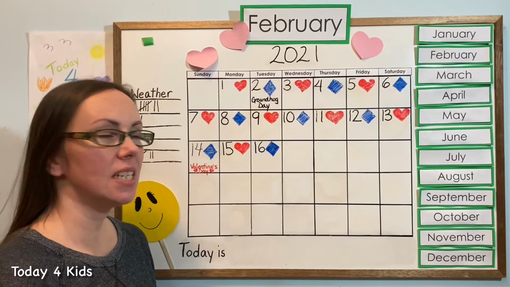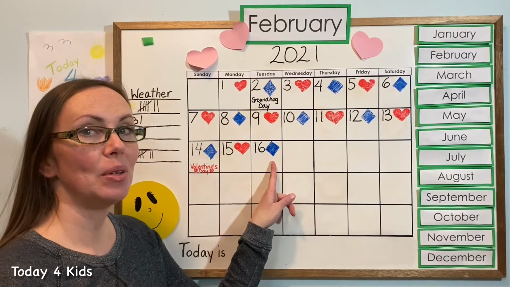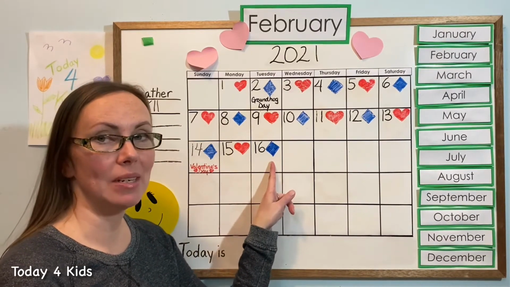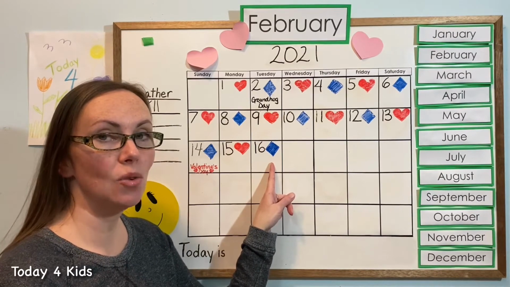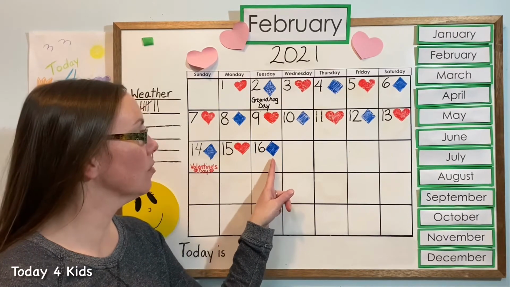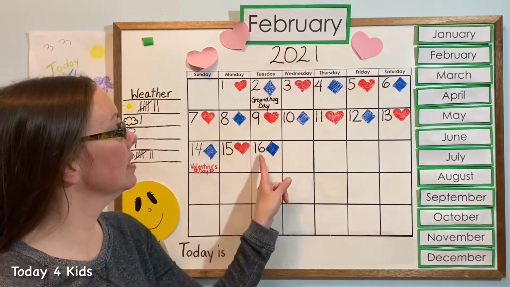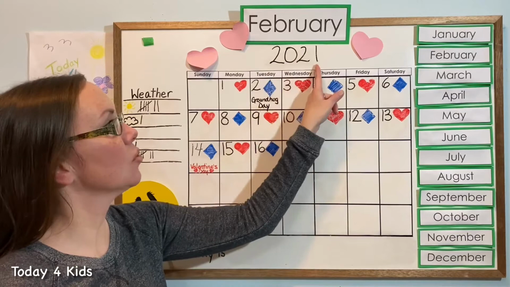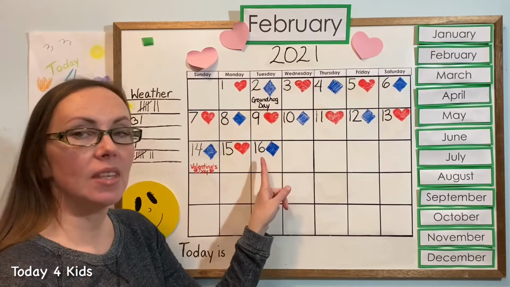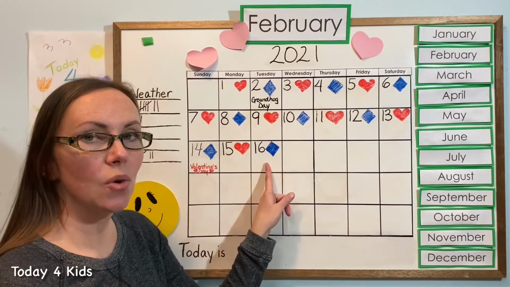Can you find it? Did you guess blue rhombus or did you say blue diamond? That's that special shape that has two names. You can call it a diamond or a rhombus. So that was yesterday. Yesterday was Tuesday, February 16th, 2021. So if this was yesterday, we're going to go one square over for today.